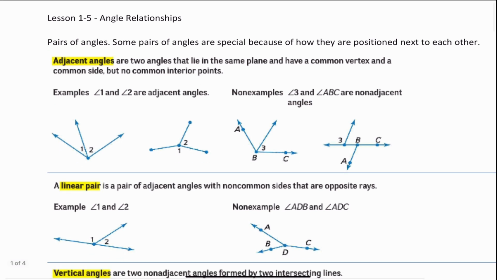The next one is this. So here's angle 3 and here's angle ABC. Notice that they don't share a common vertex, which you need to have as one of the criteria to be considered as adjacent angles. And the next one is they have to have a common side, which they do not. See, if we take a look at them, they are not touching each other whatsoever. So this is considered a non-example.